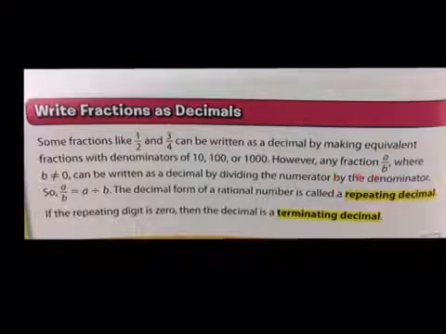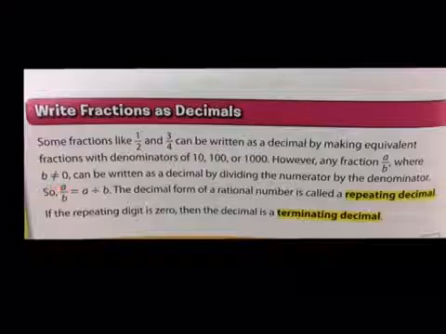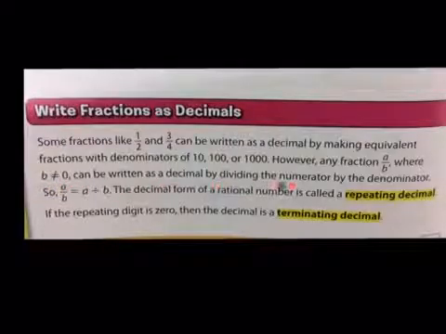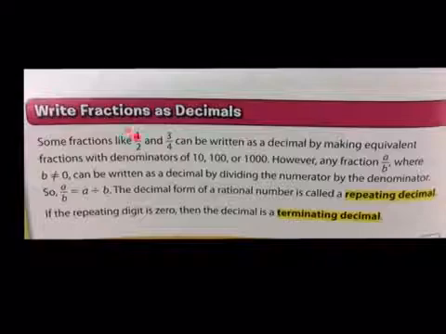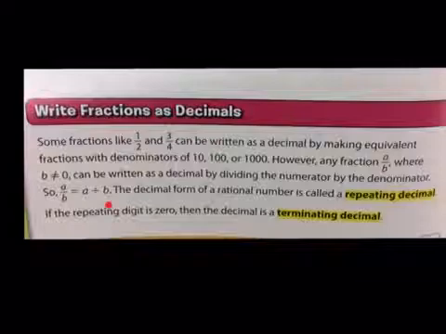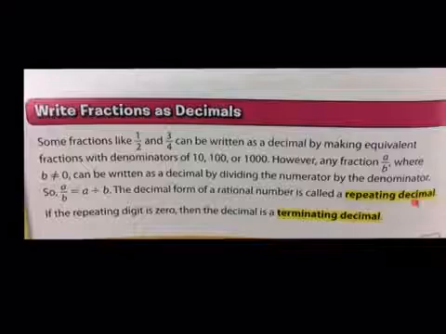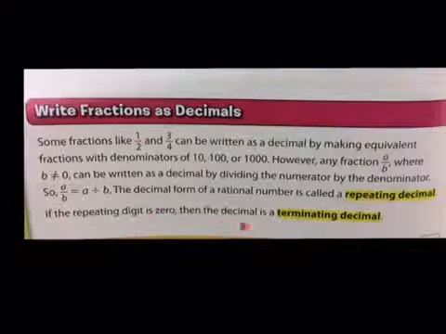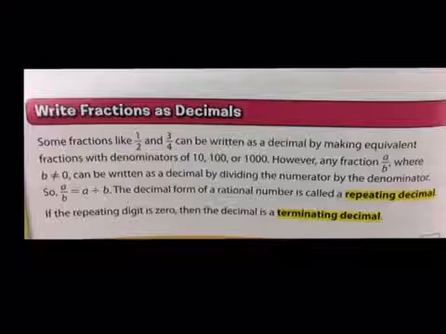However, any fraction A/B, where B does not equal 0, can be written as a decimal by dividing the numerator by the denominator. So when you divide the top by the bottom, you will have your decimal. So A/B equals A divided by B. The decimal form of a rational number is called a repeating decimal. If the repeating digit is 0, then the decimal is a terminating decimal.